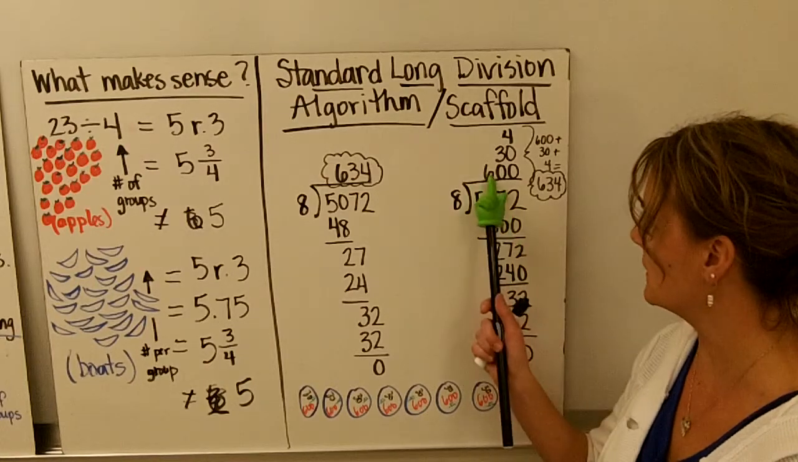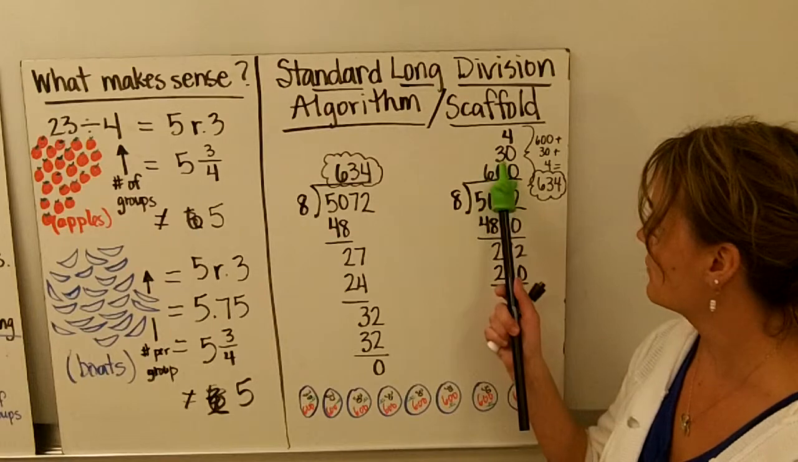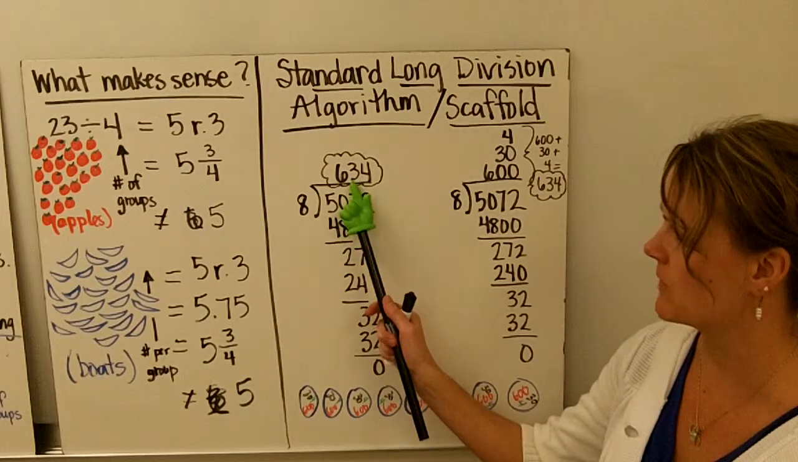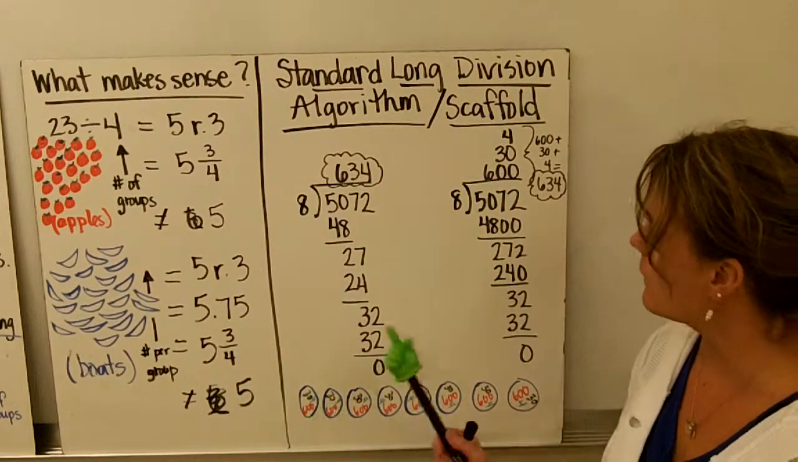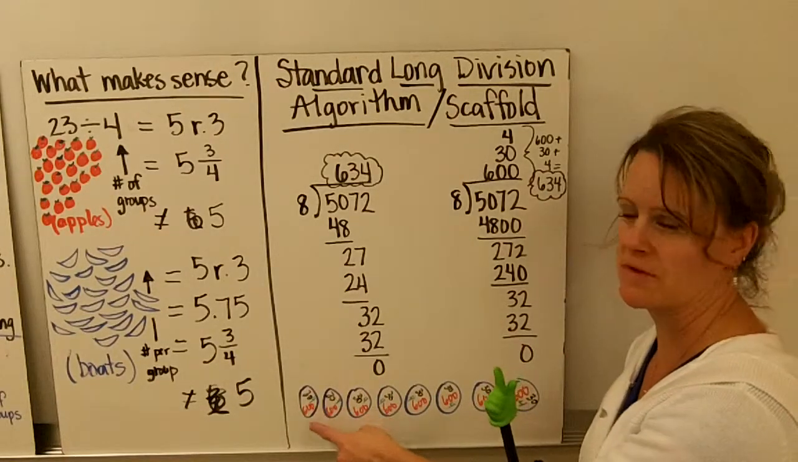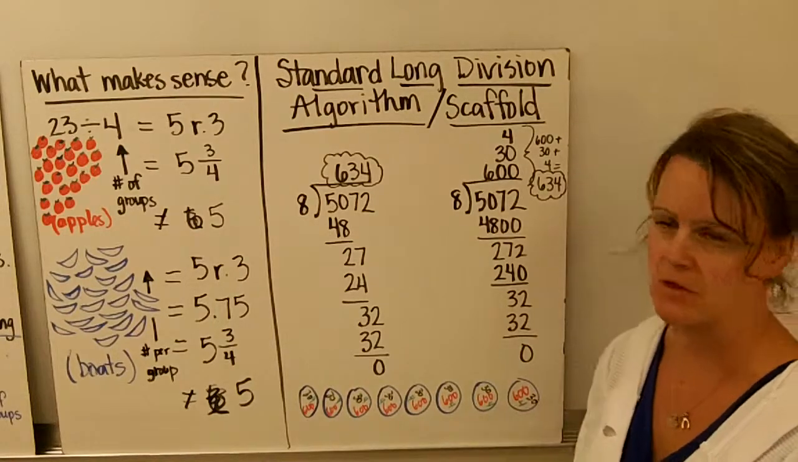So now that we're done splitting up our hundreds, now we're going to split up our tens. And that's where we get our 30. So here we just write it as a 3, but remember it's not a 3, it's a 30. And that's what that means. So 30 means that now we have enough in tens that we can put 3 groups of 10 into each group. So 30 goes into each of the 8 groups.